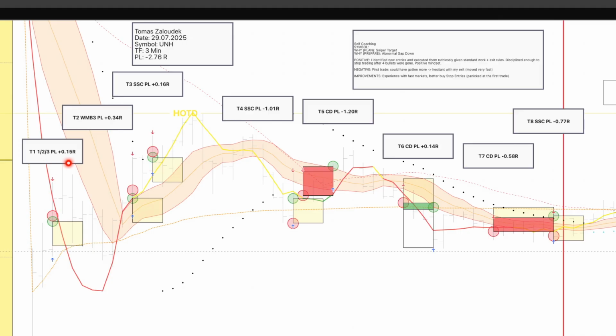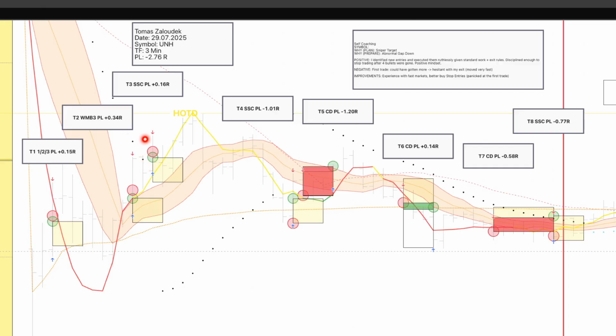If this price did not violate the range stat move, then I don't think I can even take these trades, because I don't think I see a 2-to-1 to the top of the range stat. So this was the reason why I believe I took these trades correctly. So that's the WMB3. This is the SSC.